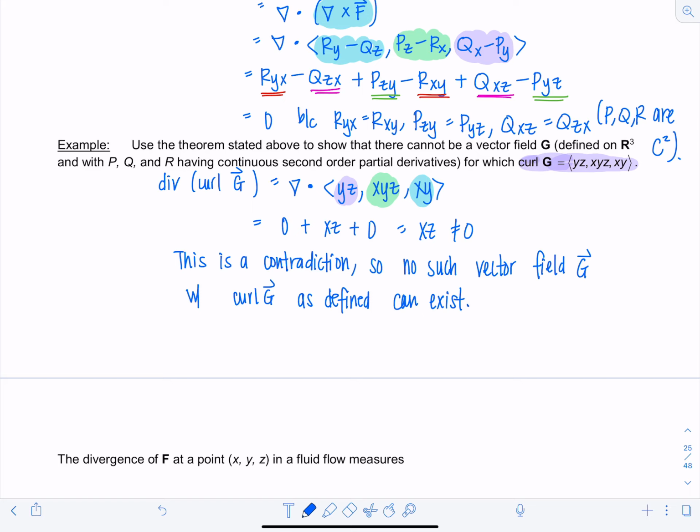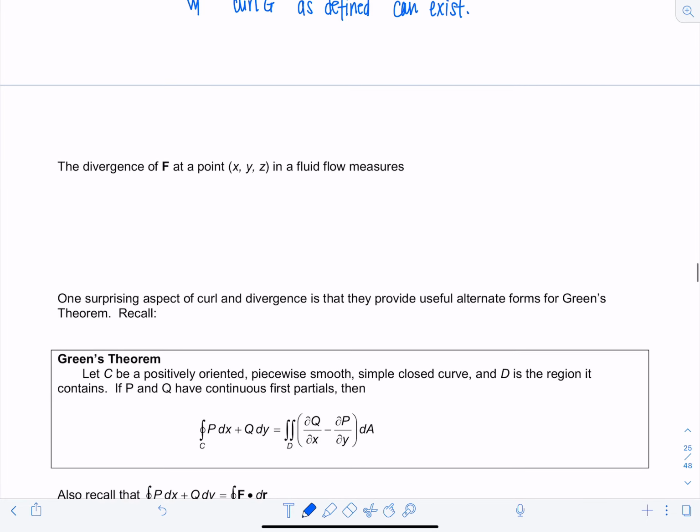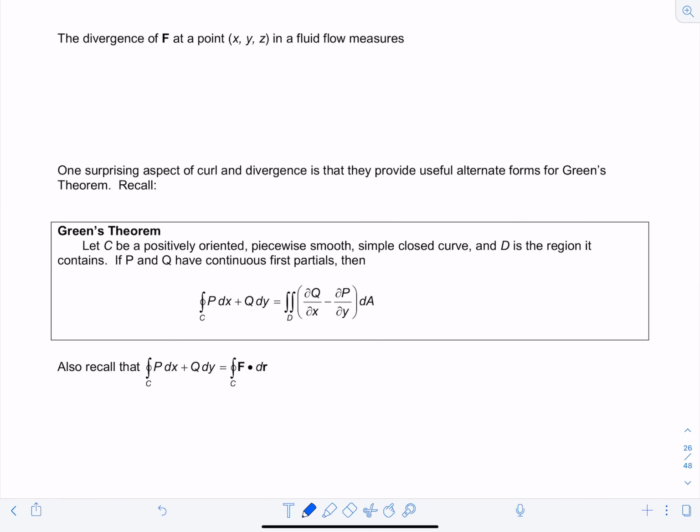All right, aren't you curious what divergence represents? Yes, I would be too. So the divergence of a vector field at a point x, y, z, again in the context of fluid flow, measures the tendency of the fluid to leave the point. Or basically to flow away or diverge from the point, hence its name.